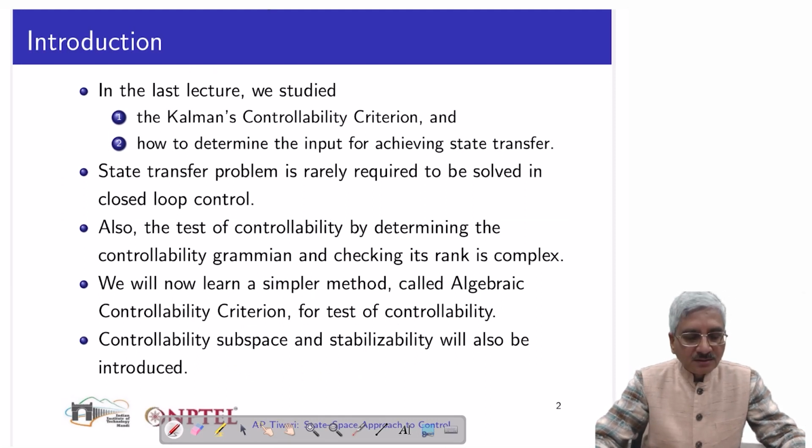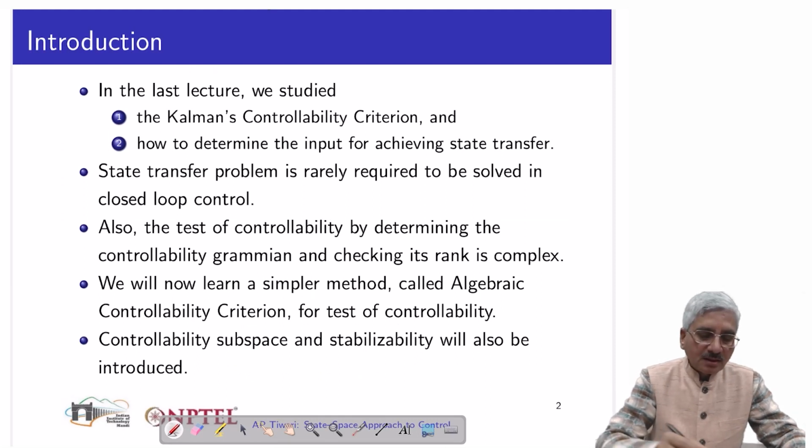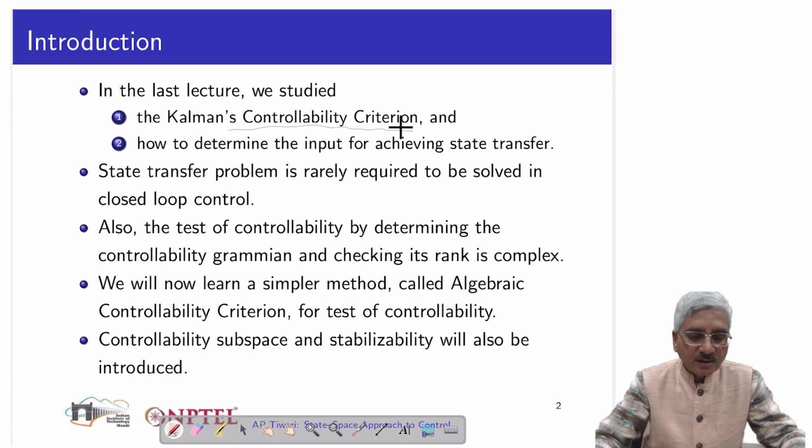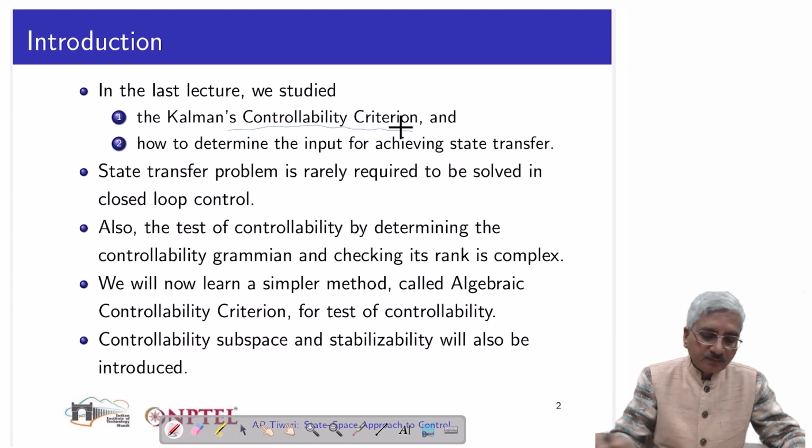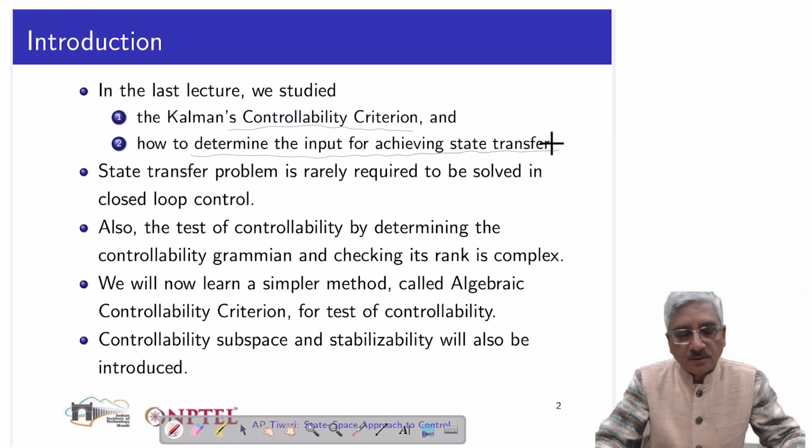Before this, in the last lecture, we studied Kalman's controllability criterion, in which we saw that the controllability Gramian has to be evaluated over the given interval T0 to Tf. Its rank was to be checked. If it was full rank, then the system was controllable. Then using one complex expression, we could determine the input for achieving the required state transfer.